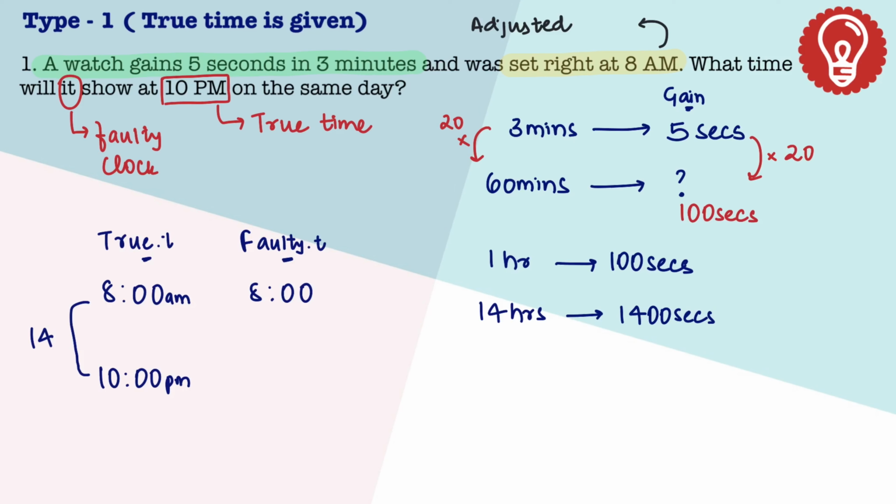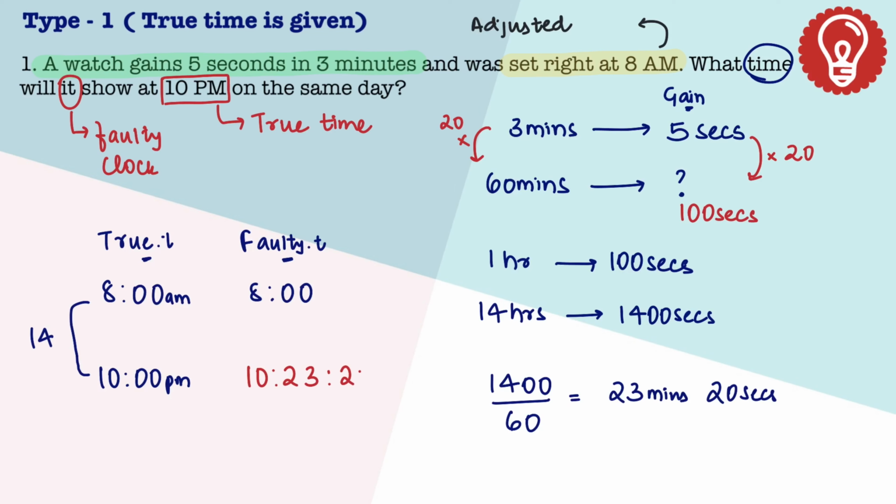But to come up with a proper answer, because he's asking what time will it show, we'll have to find out how many minutes and seconds is 1400 seconds. So to do that, I have to divide 1400 with 60. So that's basically 23 minutes and 20 seconds. So if the true time is showing 10 p.m., the faulty clock will show 23 minutes more, or the time that it shows is 10:23:20. And that's the answer.